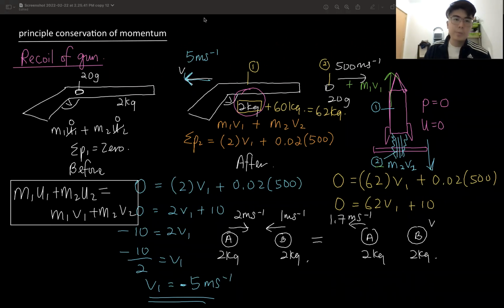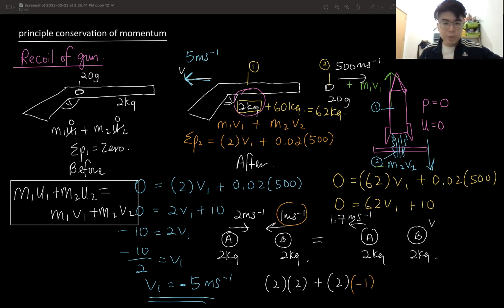Okay, then we put in total momentum before: 2 times 2 plus 2 times what? This is 1, but the velocity is moving to the left, right? So this is a negative 1. Because on the diagram, I can show the arrow pointing to the left, but in the mathematical equation, I cannot show the arrow. So I use negative to show the arrow. This negative represents that this arrow is going to the left. So negative 1 equals, again 2 times 1.7, this is also a negative, negative 1.7, plus 2V, and then you can calculate V.